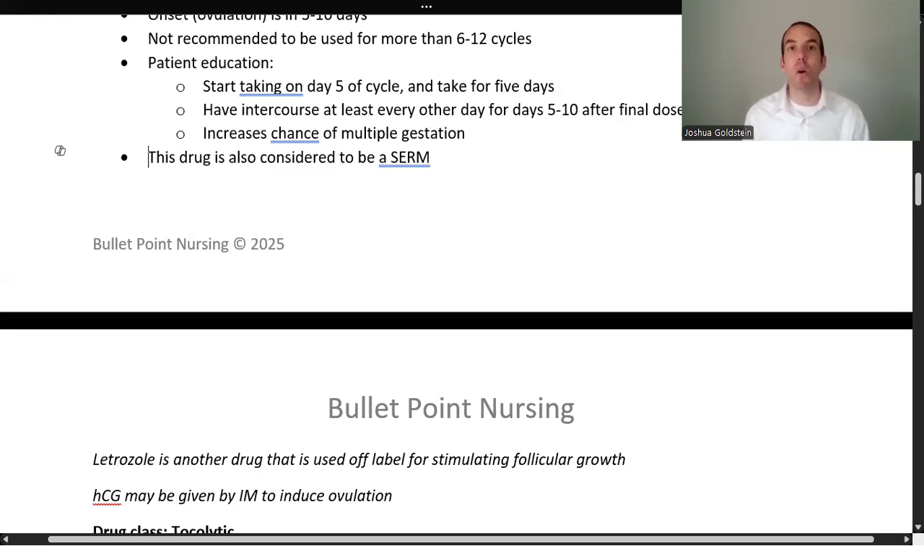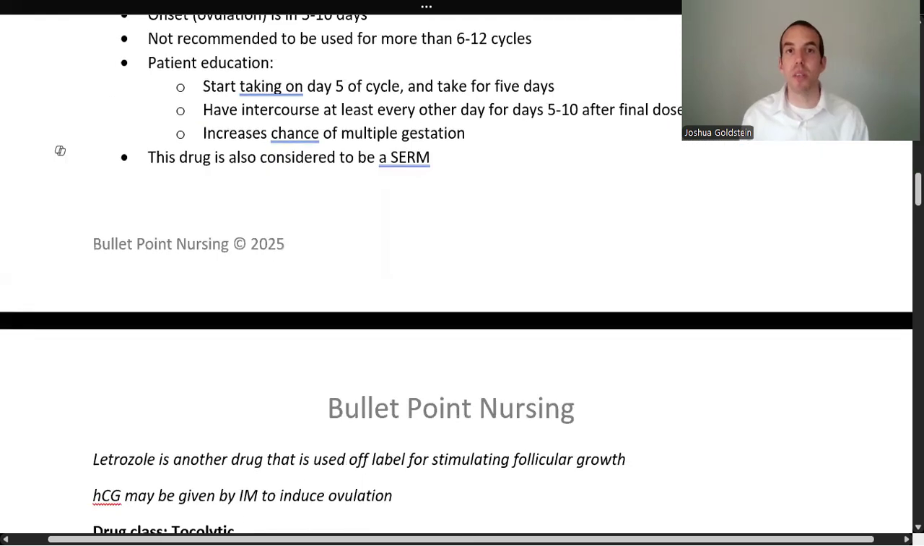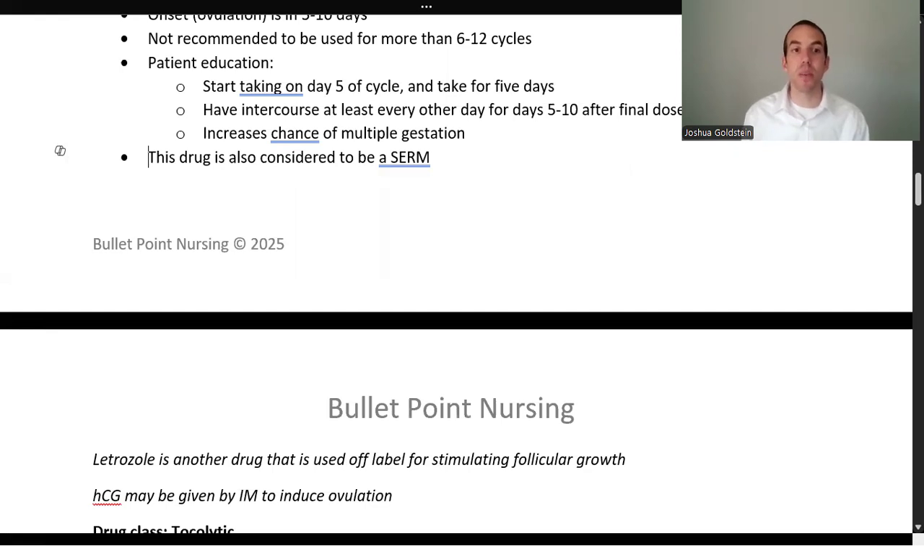Next, this drug may be called a SERM. Some of the nursing textbooks call it a SERM. I put it as an ovulation stimulant. That's what most of them do, but I did see some of them listed as a SERM. It certainly is both of them. I'm not disagreeing with either one of these.